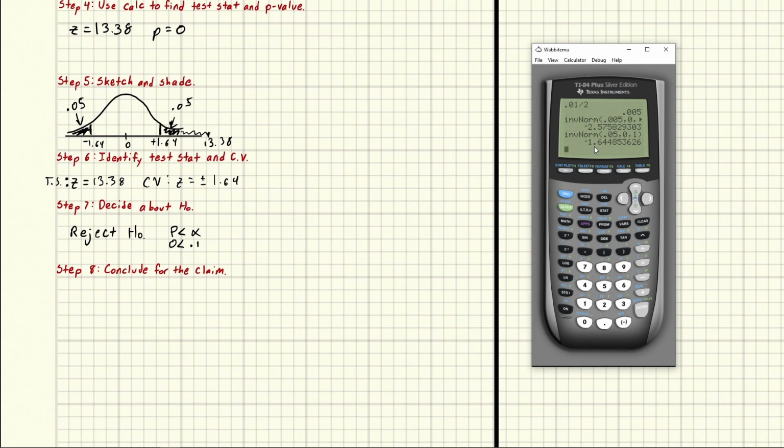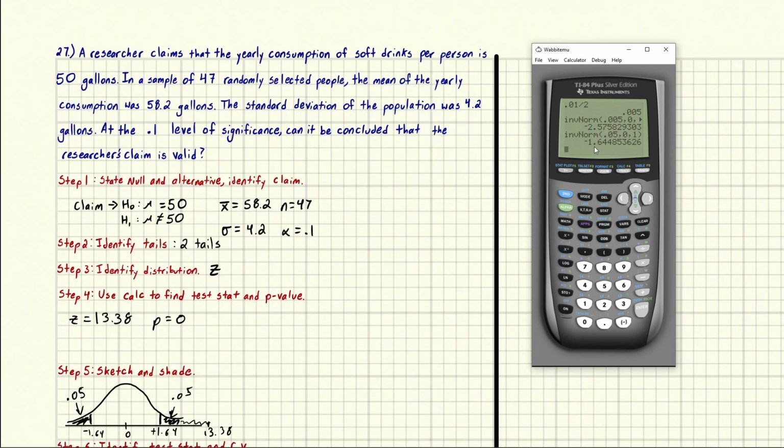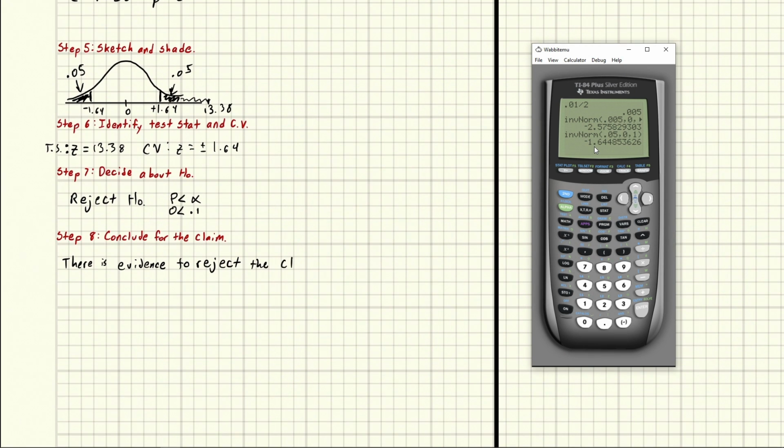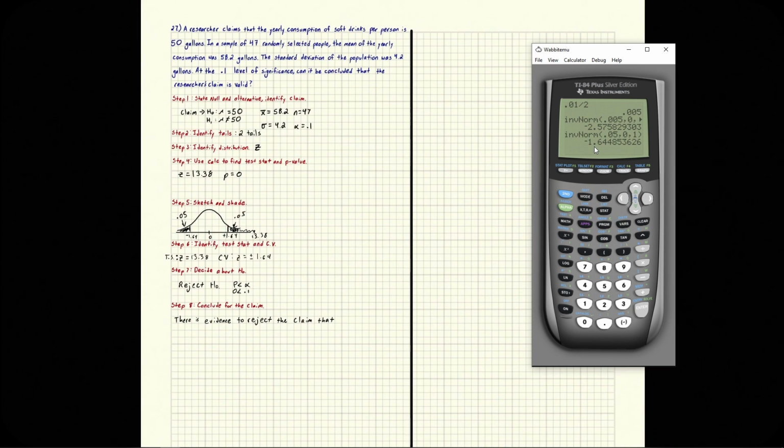All right, now on step 8, it says conclude for the claim. Our claim was H naught, which was this one, and we have evidence to reject this. So we would say there is evidence to reject the claim that, and then what's our claim? Well, our claim was that the researcher claims the yearly consumption of soft drinks per person is 50 gallons.